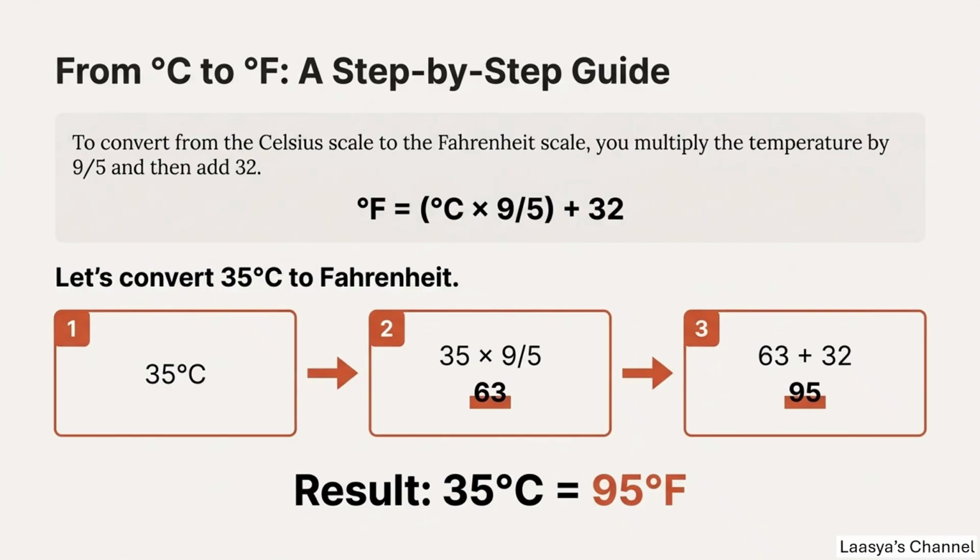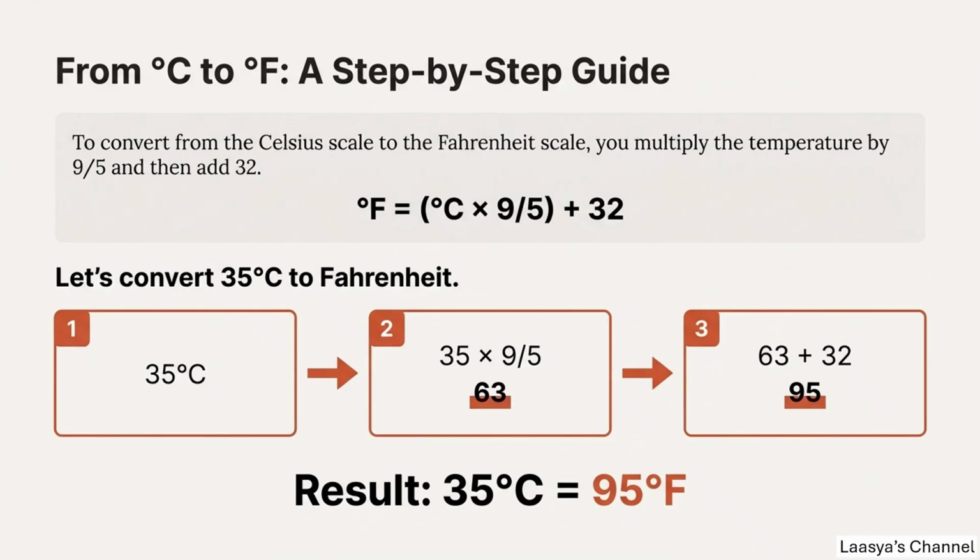See, from degree Celsius to Fahrenheit, step by step, I will explain how we will convert. First, to convert from Celsius scale to Fahrenheit scale, you multiply the temperature by 9 by 5 and then add 32 degrees. See, it is the formula for converting Celsius scale to Fahrenheit scale. Fahrenheit scale equals degree Celsius into 9 by 5 plus 32.